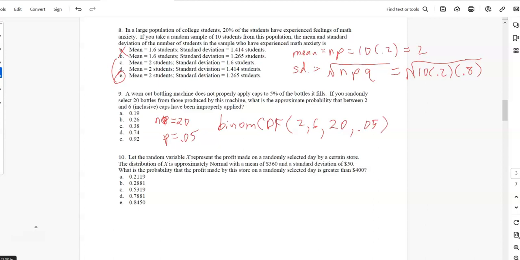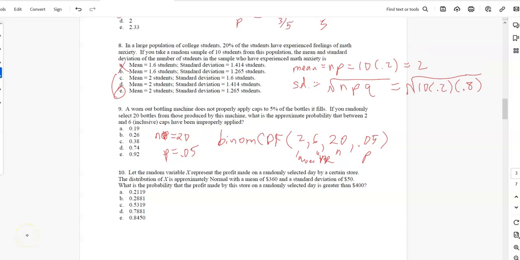And again, you want to make sure to show this work. You want to label your lower, upper, your number or N, and your P. Label those things so that you get full credit on the AP exam. When you do that, you get 0.264, and you got it.